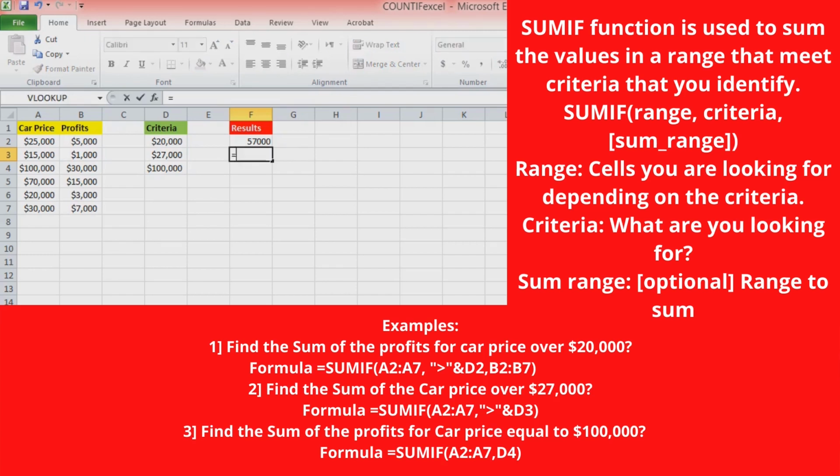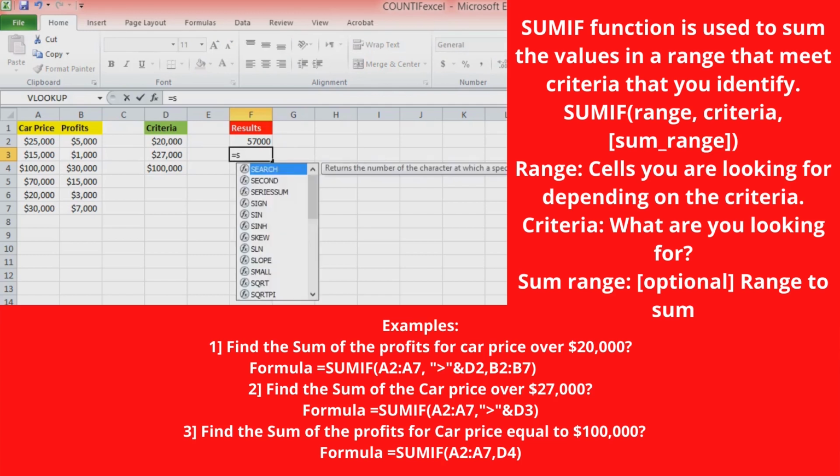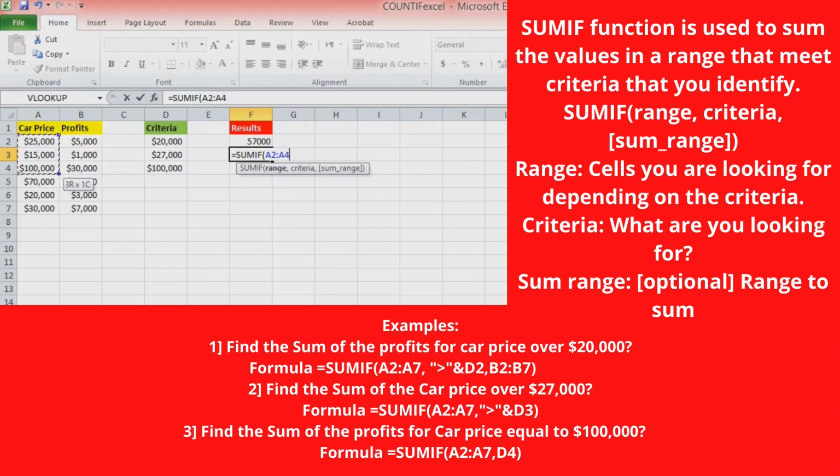Example 2: Find the sum of the car price over $27,000. So, the range is car price. Criteria is over $27,000. And the sum range is the car price because that's what you are summing up. Therefore in this case sum range is optional as it will be a repetition.